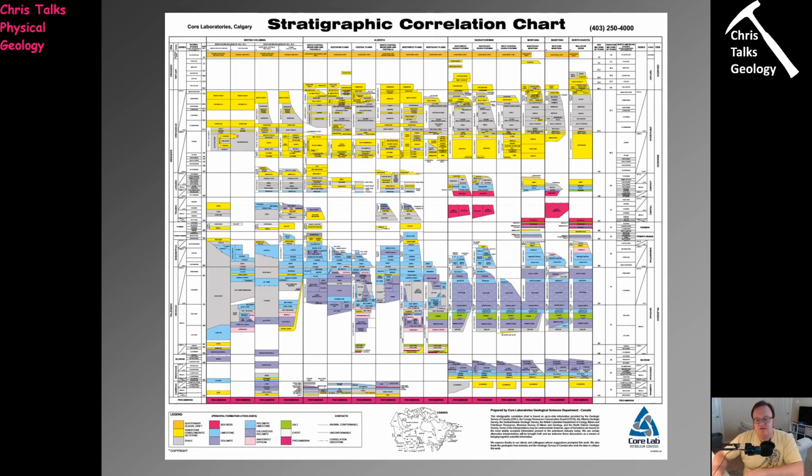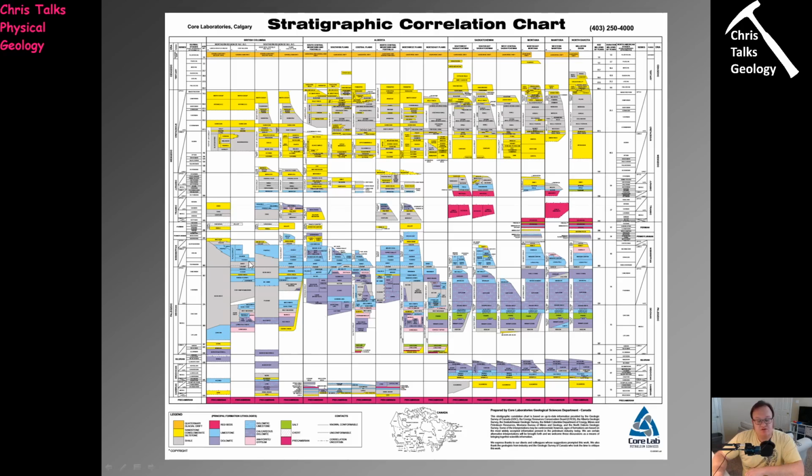So this kind of gives you some idea. This is an image from Core Lab. They're a service company. And you can see this is a set of essentially stratigraphic columns for different areas of Canada and the United States. So over here we have British Columbia in Canada, Alberta, Saskatchewan, we have Montana, Manitoba, and North Dakota.